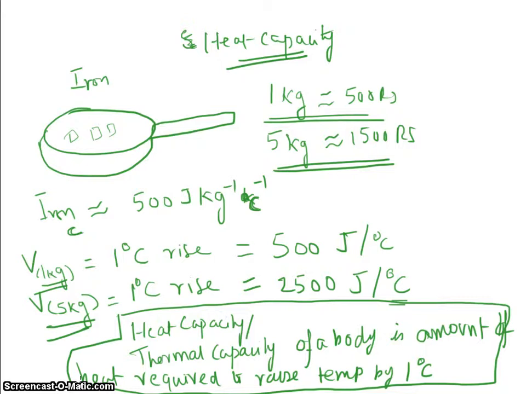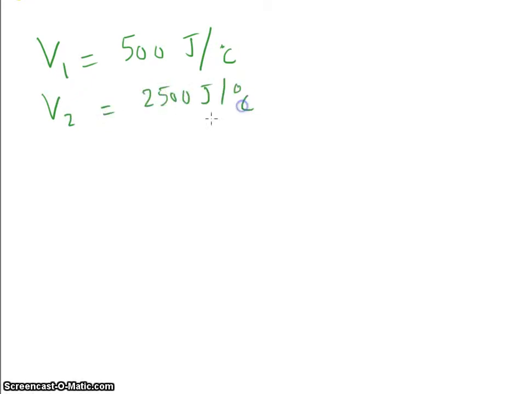In other words, we are completely discarding the mass here, right? What I mean by that is, in vessel 1 we found that it required 500 joules per degree Celsius, and vessel 2 is 2,500 joules per degree Celsius. So we're completely discarding the mass here. We don't care about the mass. So this is a good way to characterize which one is a better vessel for cooking.